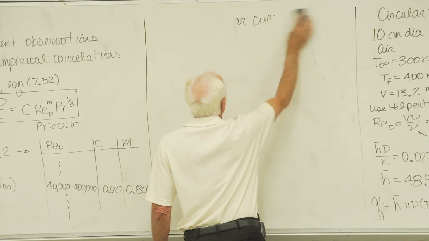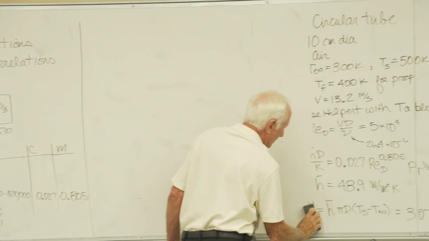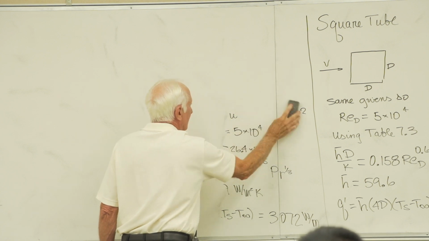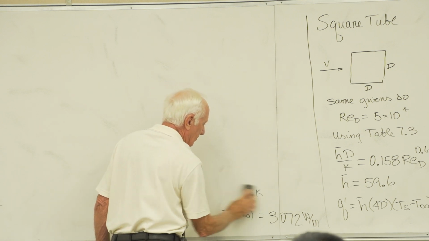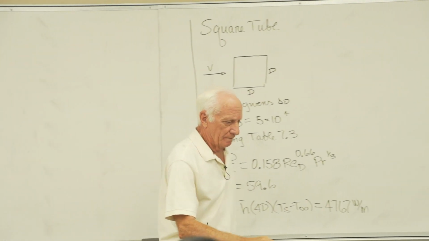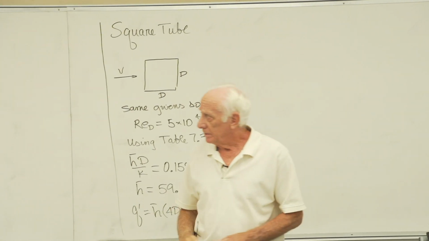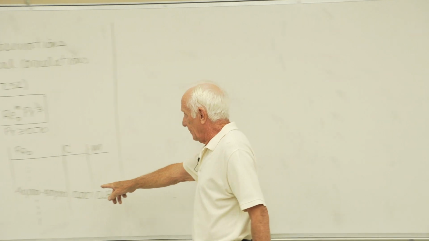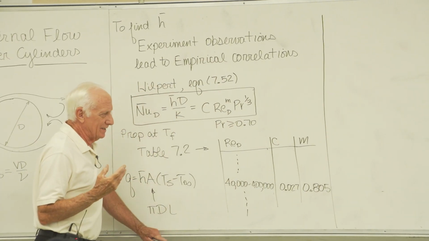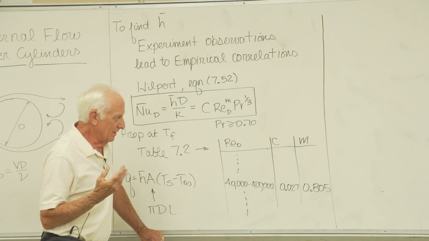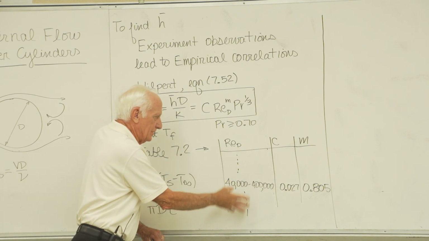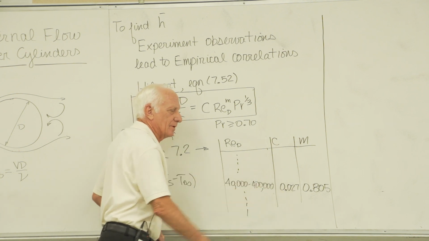Now, we're going to look at how those values of C and M were determined. Because it's just interesting to see how engineers come up with something like this. How did they do this table? Where did those values come from?